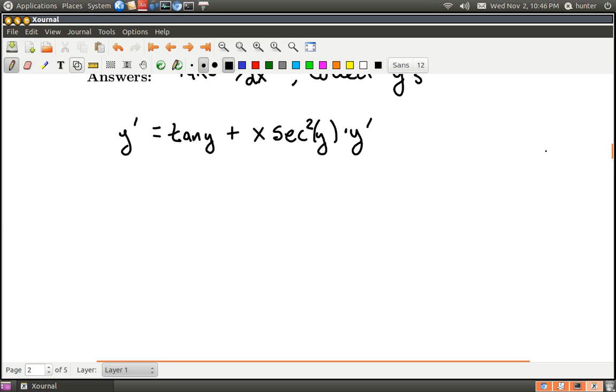And so now my mission is to solve for y prime. So I need to collect these things. So what I'm going to do is put this one over here, right? I want the y primes to get close to each other. So what happens when I do that? I get y prime minus x secant squared y prime is equal to tan y.